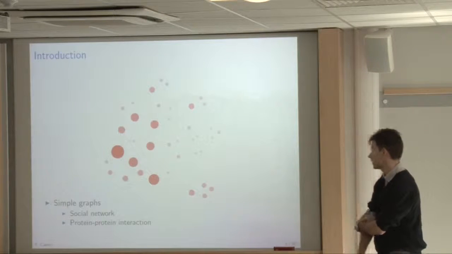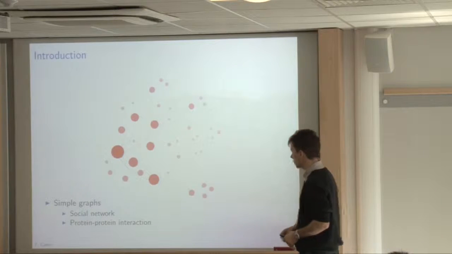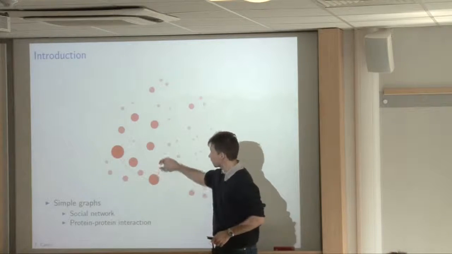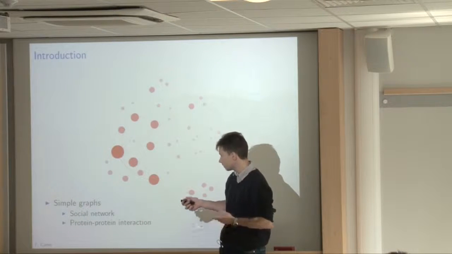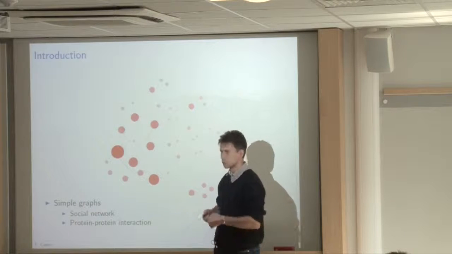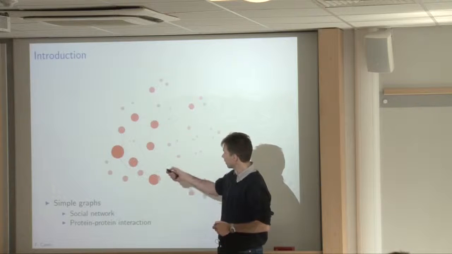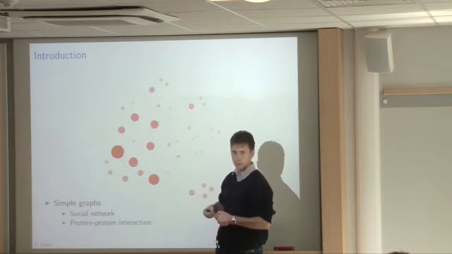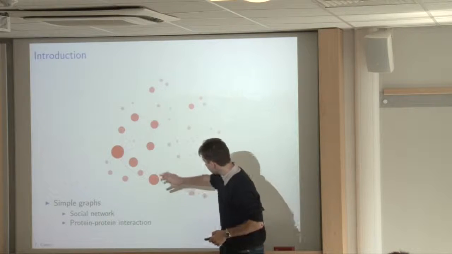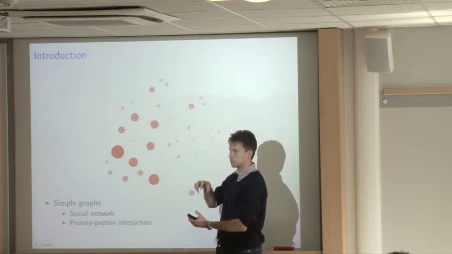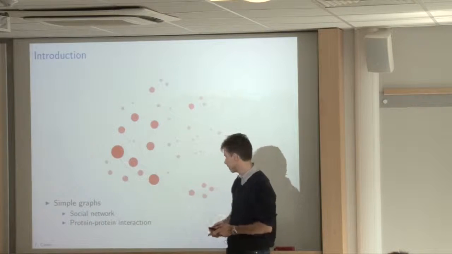We'd be also interested in simple graphs. So now you just have nodes and undirected connection between two nodes. So the most popular example is a social network. So a node may correspond to an individual and an edge to a connection between two individuals. So here, to represent the network, the size of the node is proportional to the degree of that node, so to the number of connection of that node.